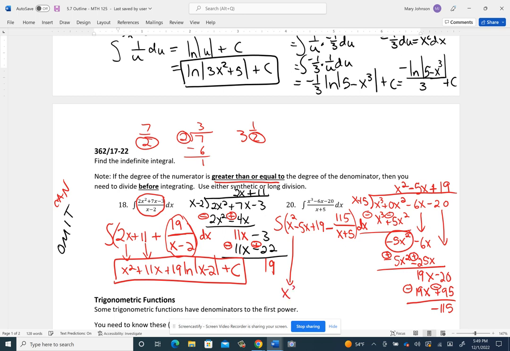So this would be x to the third, but I've got to divide by 3 or multiply by 1/3. On this one, I would have an x to the second, but I already had the minus 5, and I would need to multiply by 1/2 as well. 19 would become 19x. And then here is the situation, just like on this one, where that x plus 5 to the first power is in the denominator. So that's the one that's going to turn out to be a natural log. So it's minus 115 natural log, absolute value of x plus 5. Then throw the plus c in there, and you have it.